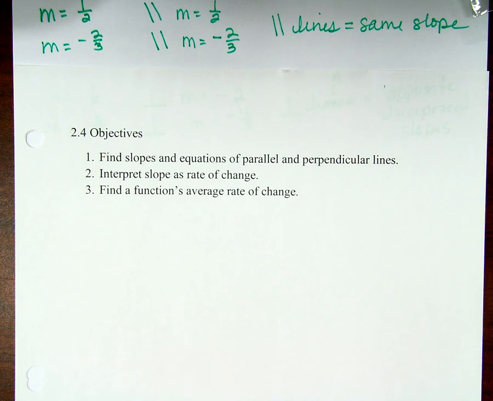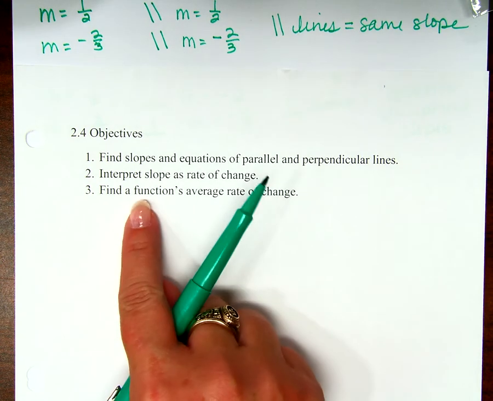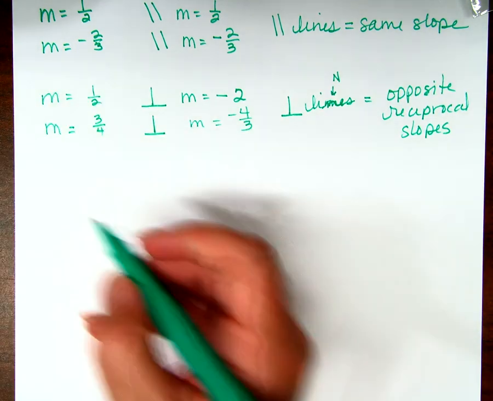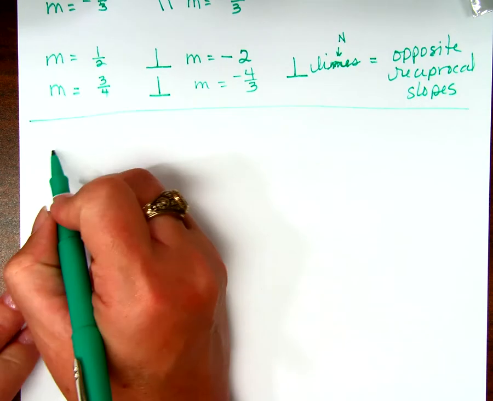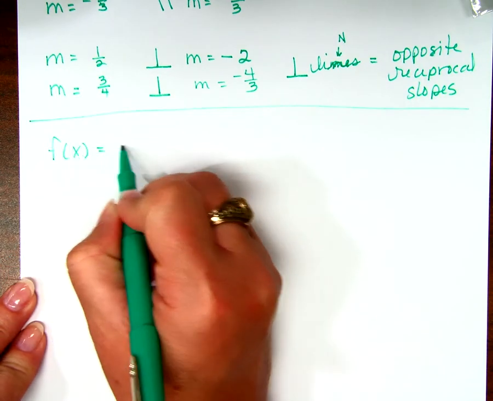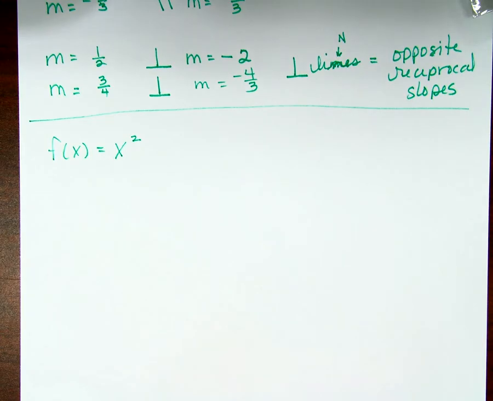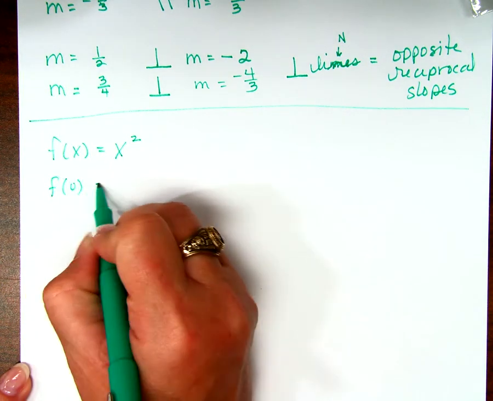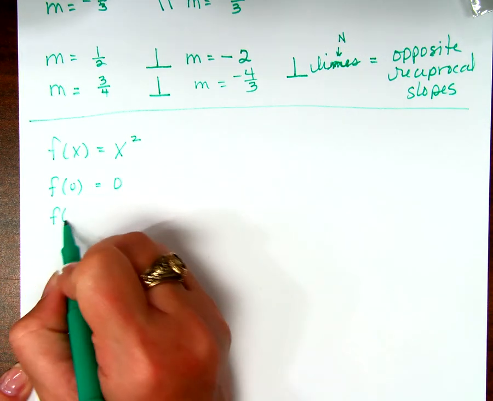Okay? What about the last one? Find a function's average rate of change. Guys, does a parabola have a slope? It does not. It's a curve, right? You can't have a slope of a curve. What you can find is a function's average rate of change. Okay? So I could tell you specifically, we're going to talk about the parent function of a quadratic. So x squared. Okay? Then I could tell you f of 0 equals 0 and f of 1 equals 1.